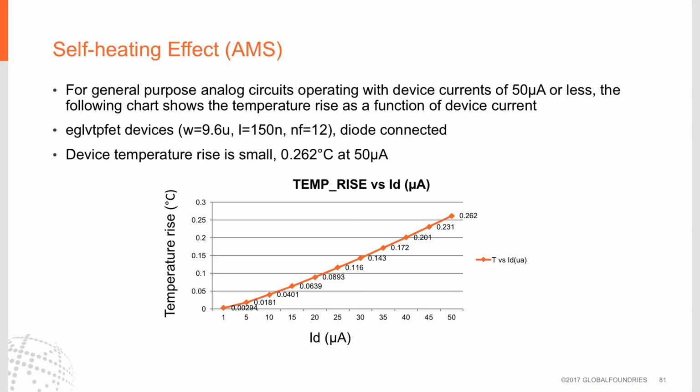For general purpose analog circuits operating with low currents of 50 microamps or less, the chart below shows the temperature rise that we've observed. And here we show an EG-LVT PFET device, 9.6 microns W and 150 nanometer length. And even with 50 microamps of ID, we're seeing a temperature rise of less than 0.3 degrees C.